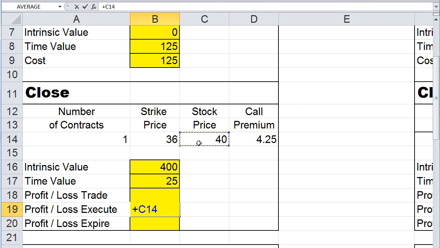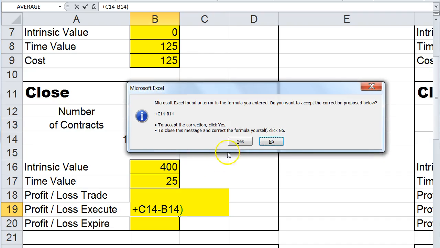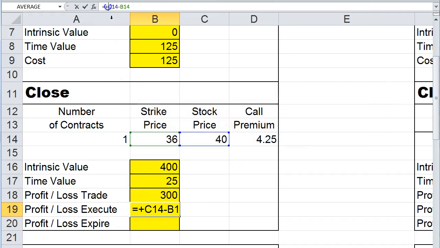I'm going to minus the strike price, because this is my profit, and let's multiply that by 100. But I have to also subtract my costs. So I'm going to modify this, and it puts another parentheses around this, and I'm going to say minus my cost. So my execute means what I'm basically doing here is I'm selling the stock.